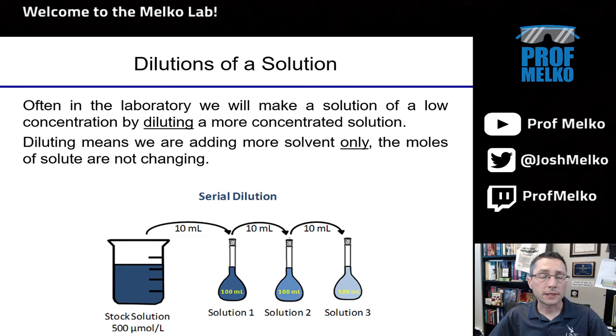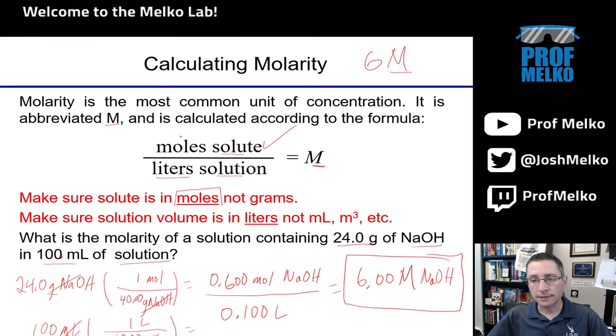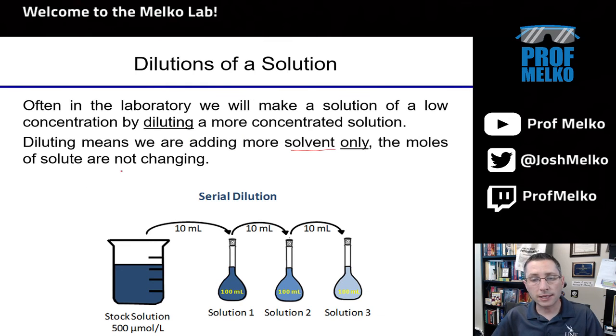The last concept to discuss here is dilutions. Often in the lab we're going to make some solution that's called a stock solution, from which you're going to dilute down to make weaker solutions. So diluting means we're adding more solvent only. The moles of solute are not changing. So maybe you have this 6 molar sodium hydroxide solution, and that's sitting in a beaker. We can make 1 molar sodium hydroxide by taking a portion of that more concentrated 6 molar and diluting it down. Okay, so this is dilution.